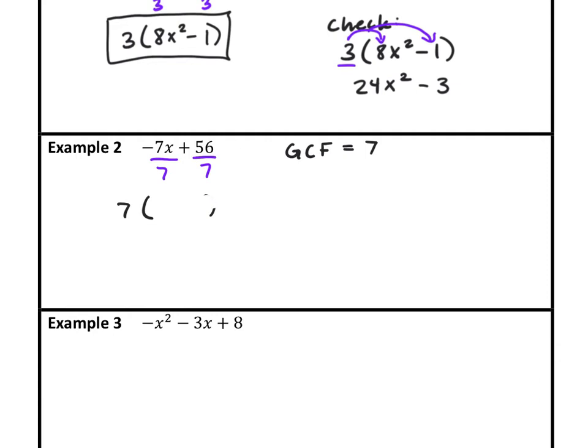So actually, let me put a little bit more space here. Okay, so -7 divided by 7 is -1. Bring down the x. And plus, bring down the plus sign. What's 56 divided by 7? It's 8. And so I'm just going to rewrite it a little bit.